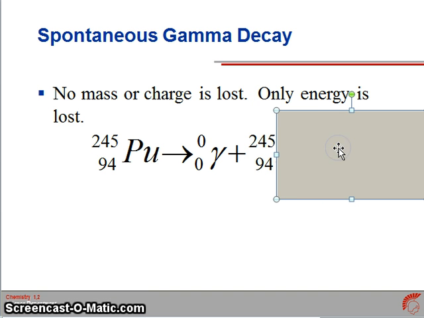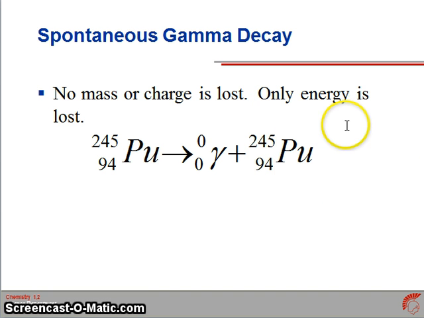The only thing that is emitted is energy. A gamma ray has no charge, no mass, and we still have plutonium, still 94 protons and still a mass of 245. So these are very simple. And these were our three types of spontaneous decay.